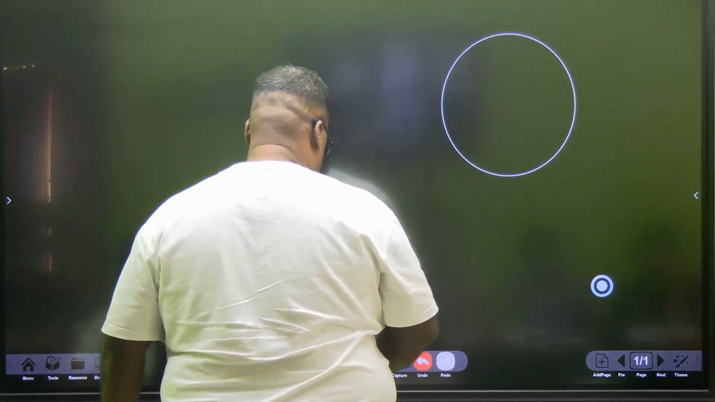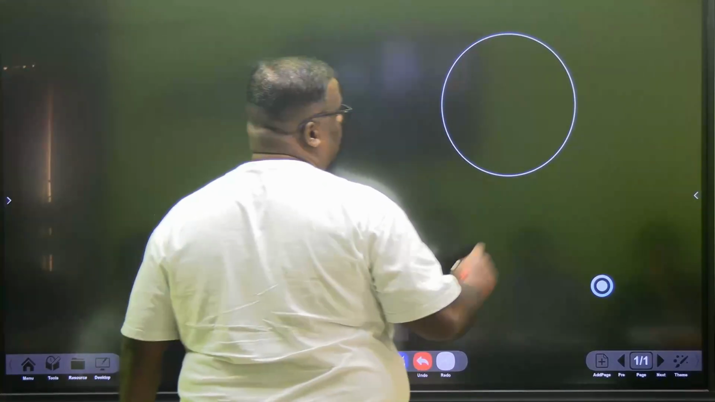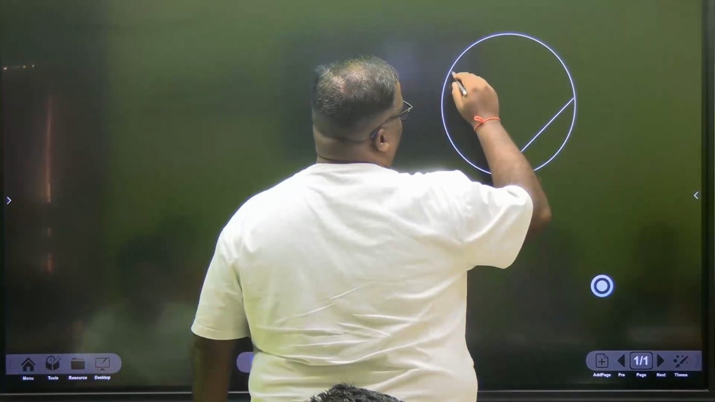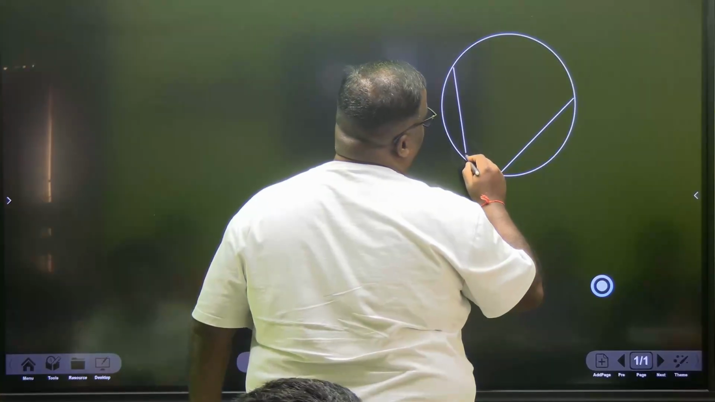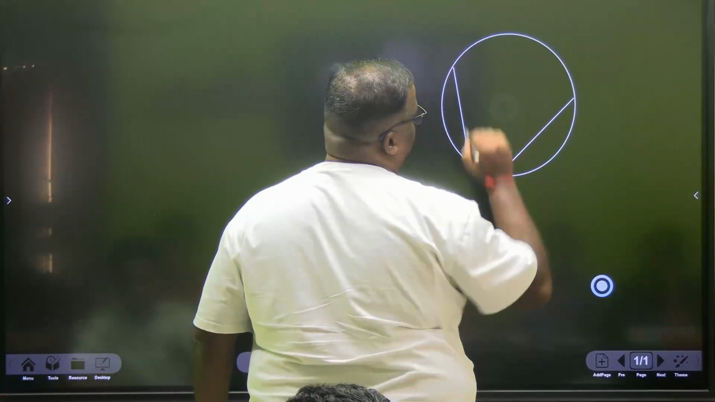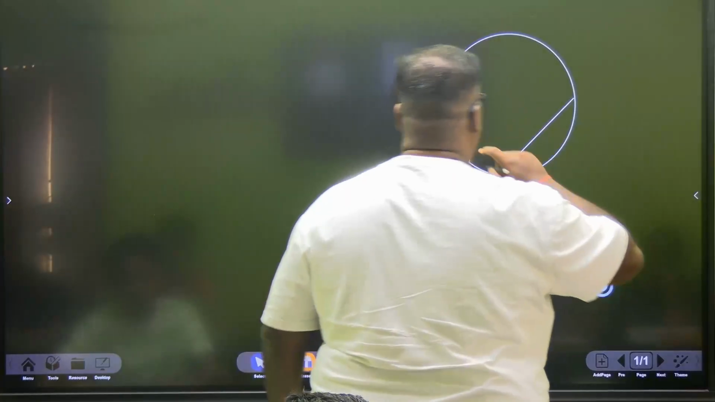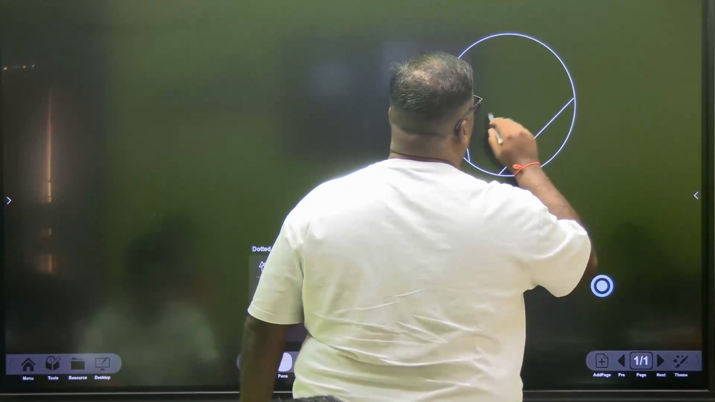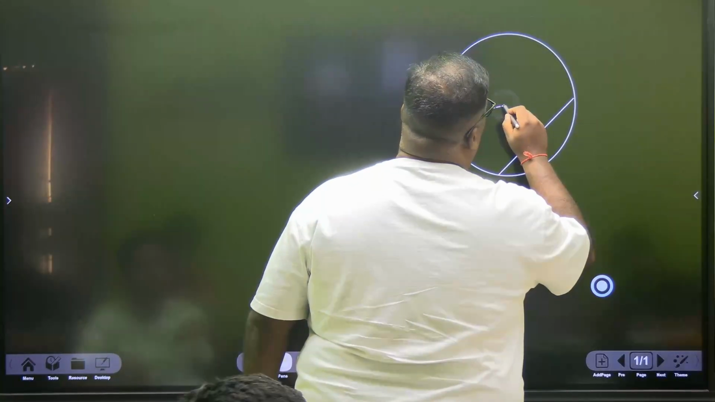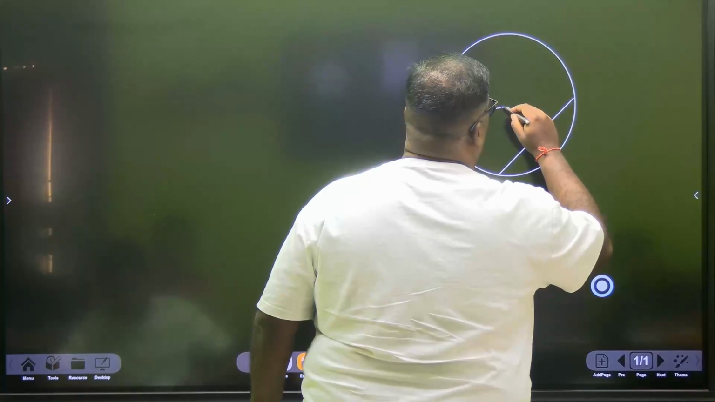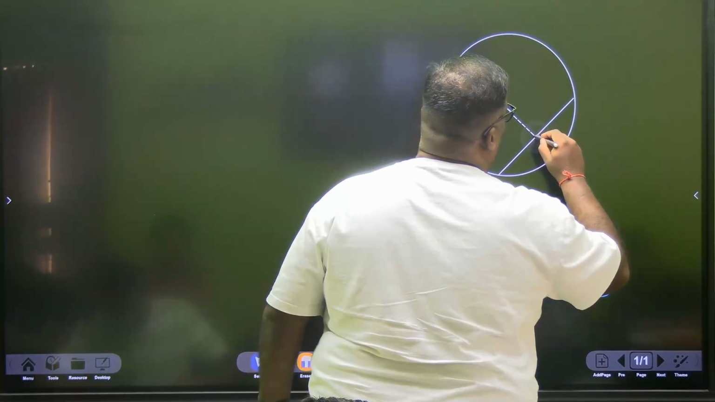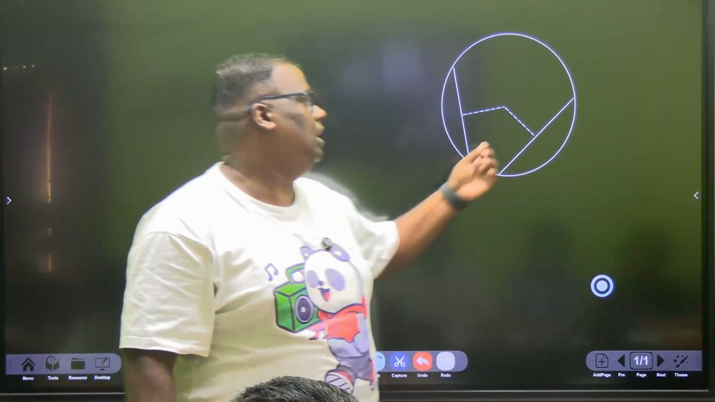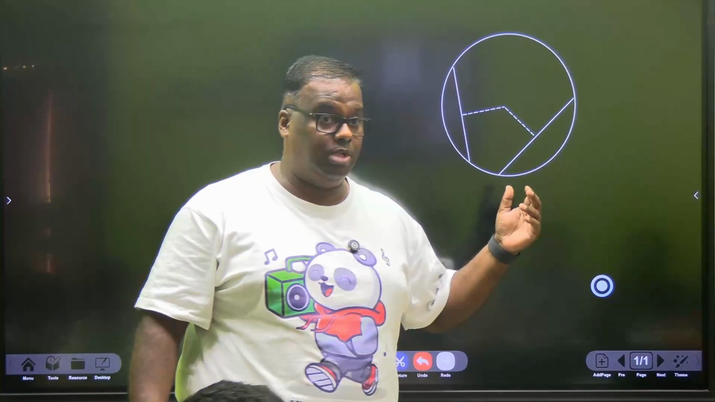So we had two chords out here. Suppose again two chords. Whenever you try to find the distance of a line from a point, understand what I'm saying.